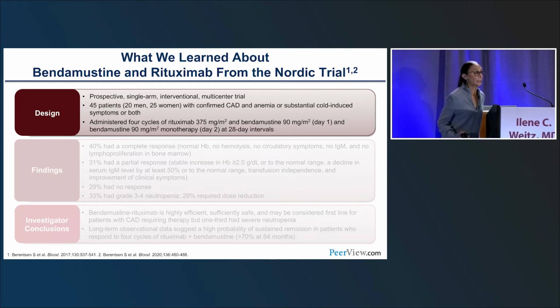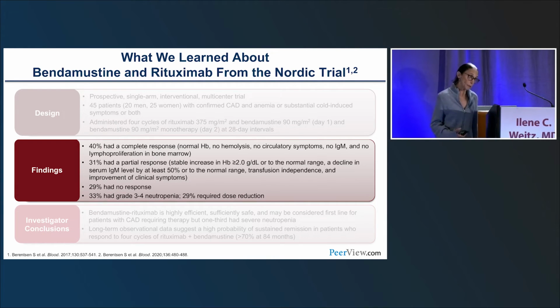What about combining it with chemotherapy for low-grade lymphoma, such as with bendamustine? In the Nordic trial, a prospective trial, 45 patients with CAD and anemia and cold symptoms got 4 cycles of rituximab, the classic rituximab, and bendamustine as well at 28-day intervals. Much better response rate, with a complete response rate in 40% of the patients.